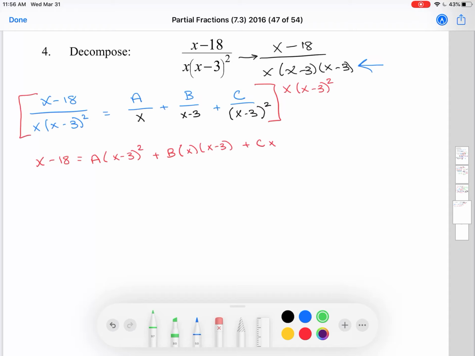All right. Clean things up a little bit. Again, if you want to pause the video and go ahead and distribute this here, be my guest. I'm going to go ahead and do it for you. I'm just going to do the x's to get started with. I'll worry about the a's, b's, and c's here in just a minute.